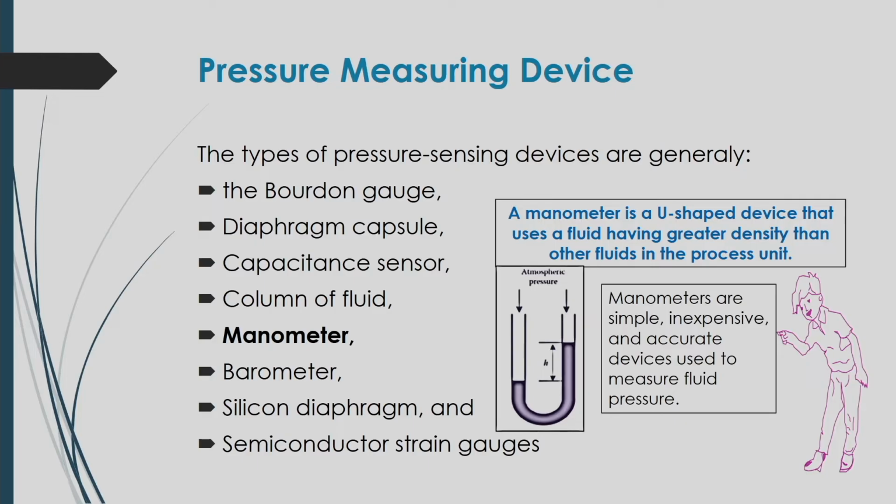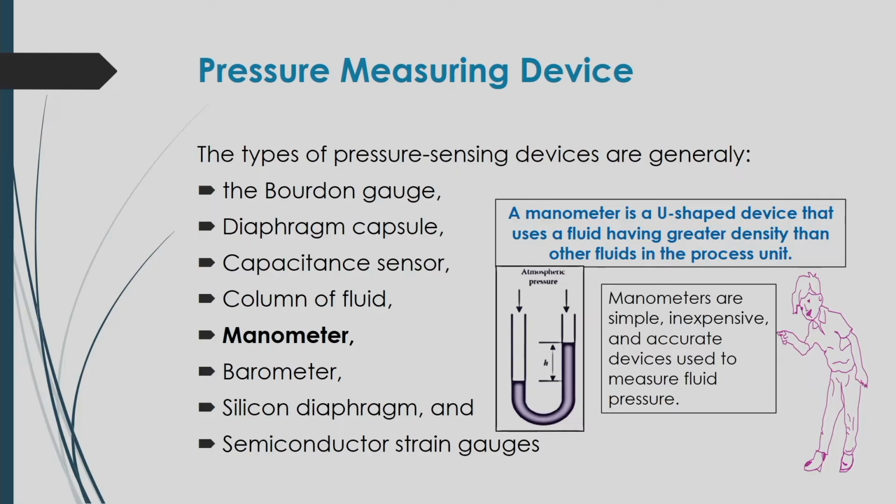And also, for the pressure in a particular system, how do we measure that pressure? There are various types of pressure sensing devices available to estimate or measure the pressure whenever fluid is flowing through a pipe or other systems. Like the Bourdon gauge, diaphragm, capsule, capacitance sensor, column of fluid, manometer, barometer, silicon diaphragm and semiconductor strain gauges are used to measure this pressure.